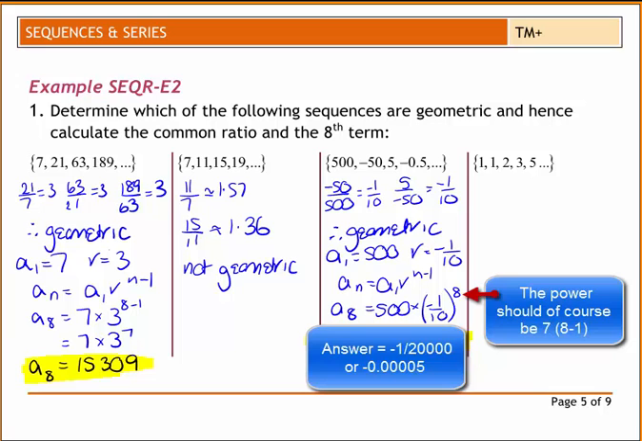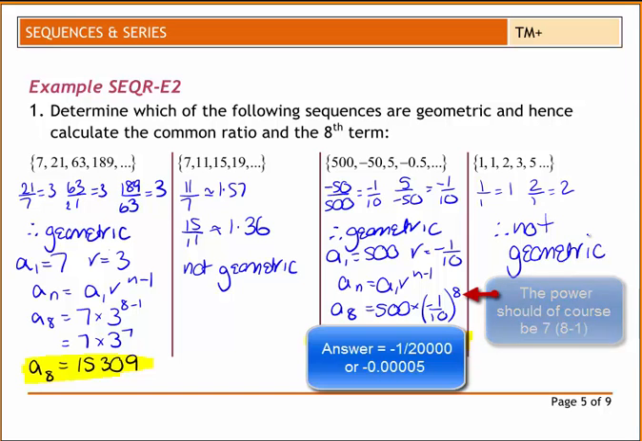Okay, next one. I'm looking at that and know that it's not geometric, but anyway, 1 divided by 1 is 1, 2 divided by 1 is 2, so therefore it's not geometric. Always show why it's not, don't just state it, even though I could just see it.